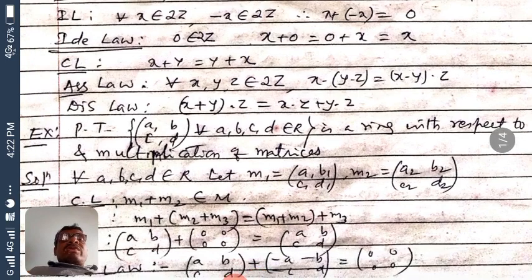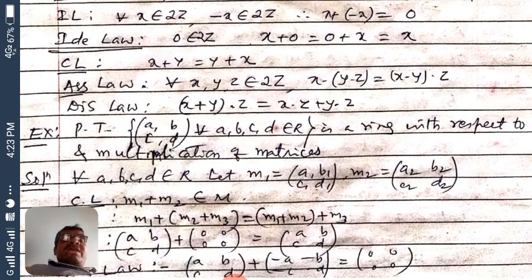Another illustration of a ring is: consider the second order matrices, which also form a ring under addition and multiplication. The question is, prove that the matrix (A B; C D) for all A, B, C, D belongs to R is a ring with respect to addition and multiplication of matrices. Again, to be a ring we have to satisfy all the 3 axioms one by one.